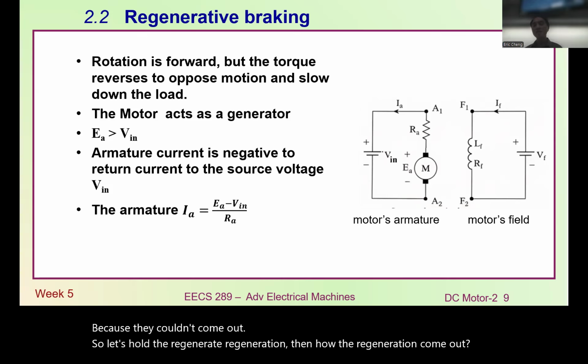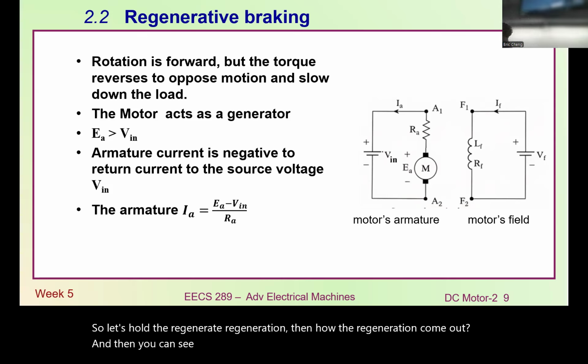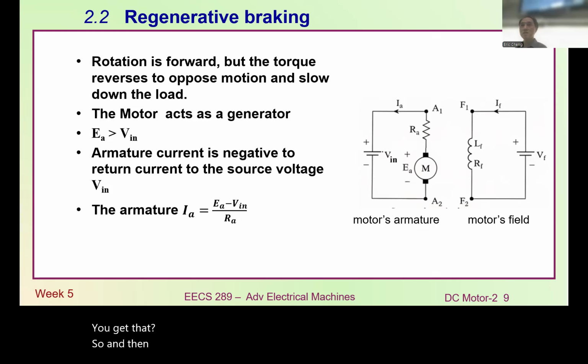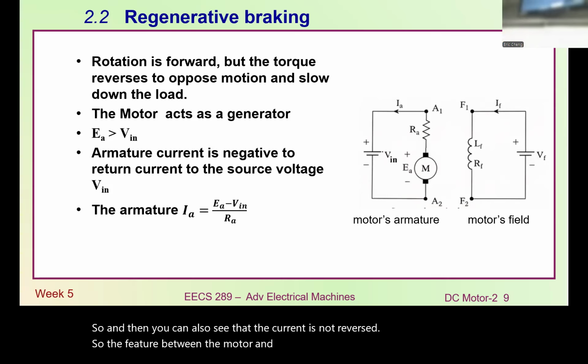And then you can see that the current IA is going into the DC source. Yeah, go into V in. That means we are now charging the battery. You get that? So then you can also see that the current is now reversed. So the feature between the motoring and regeneration will be the current reverse.